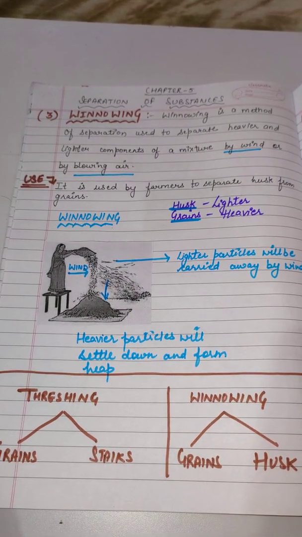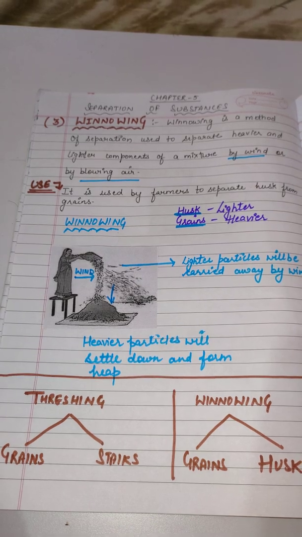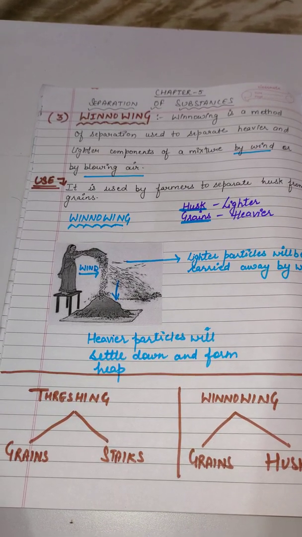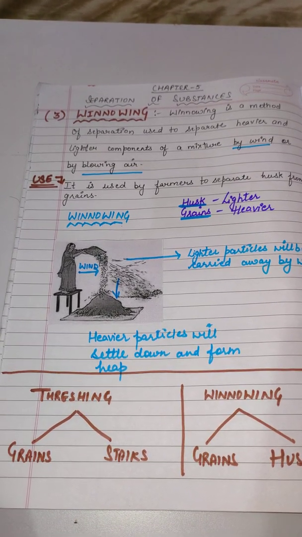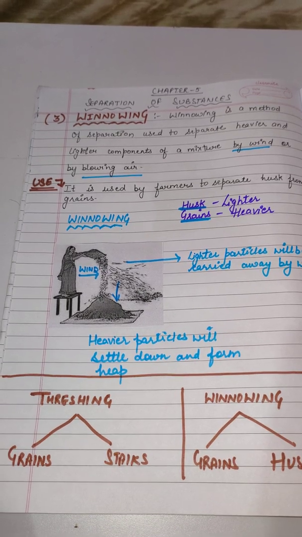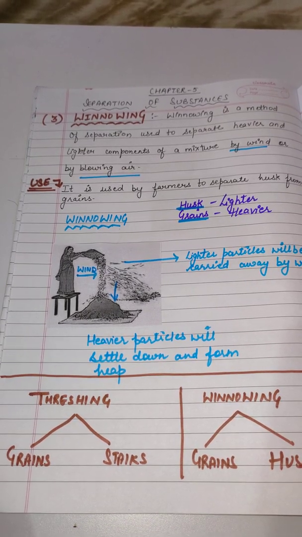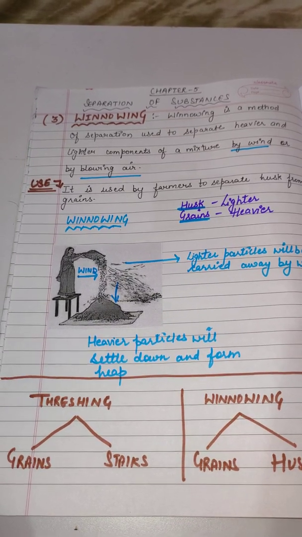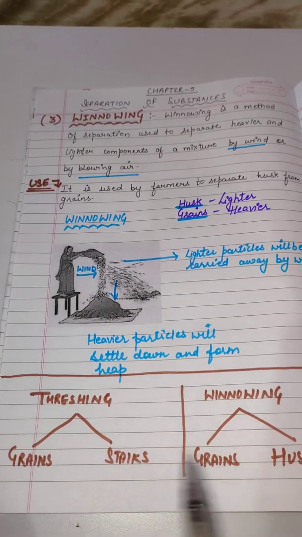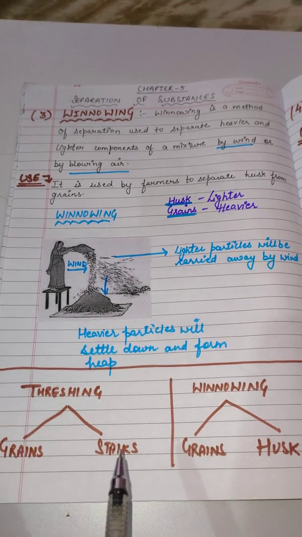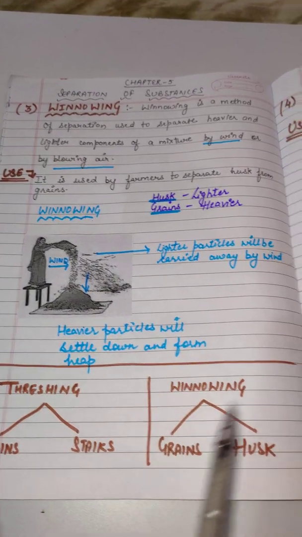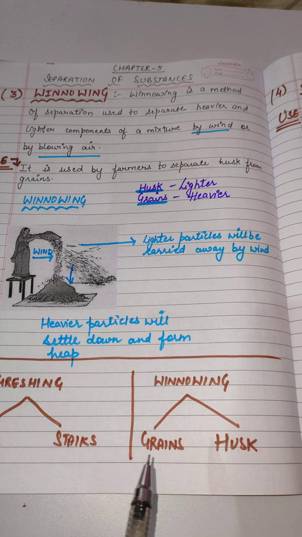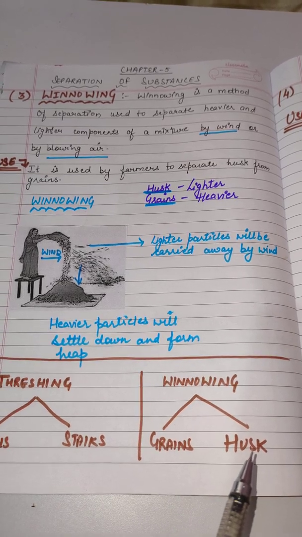Now let's move forward to the next method. Before moving forward, I want to clear one more thing so that you do not get confused between threshing and winnowing. In threshing, the grains are separated from stalks, whereas in winnowing, the grains are separated from husk.